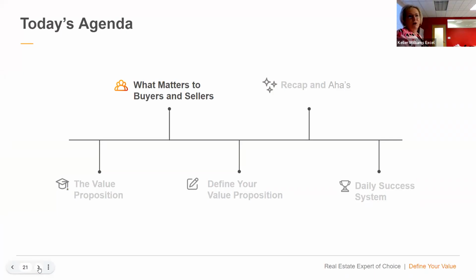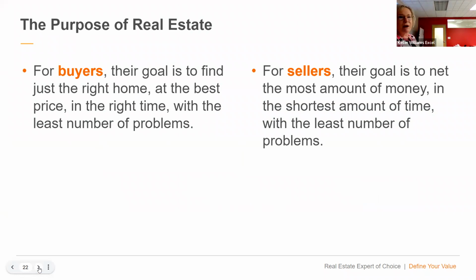All right. So what matters to buyers and sellers? Buyers want to find the right home at the best price at the right time with the least number of problems. How easy is that right now in this market? It's like playing yard darts. Tell me the analogy, Mark. Well, sometimes you hit dead center and sometimes you might be 10 feet off.